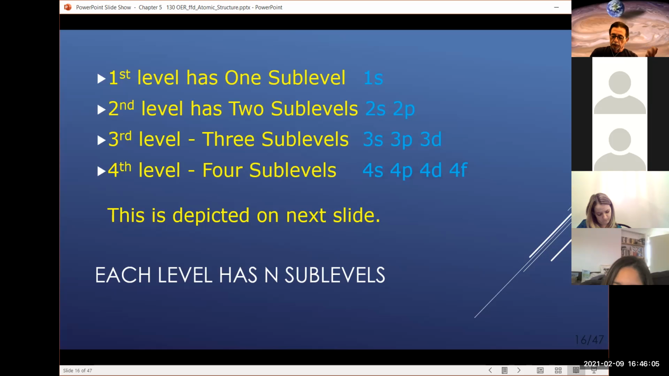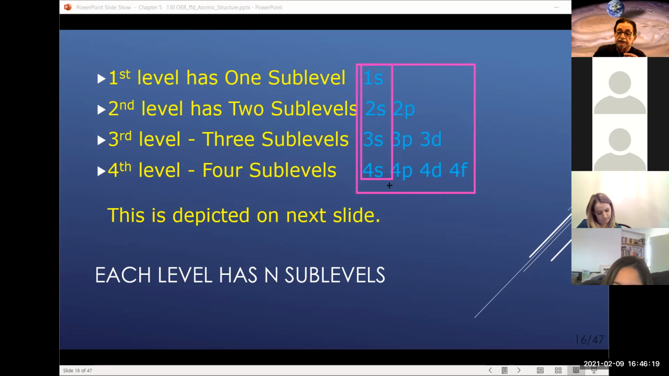So we got the S, the P, the D, and the F. Then note the trend here. When we're talking about the orbits, all of them have an S. Okay. Now, they just happen to be a different diameter.